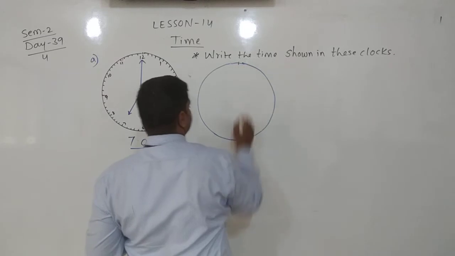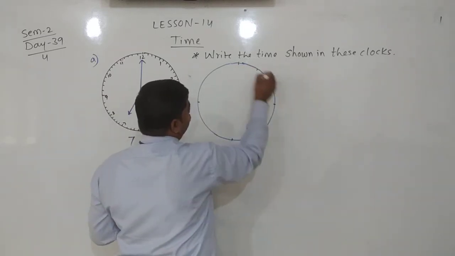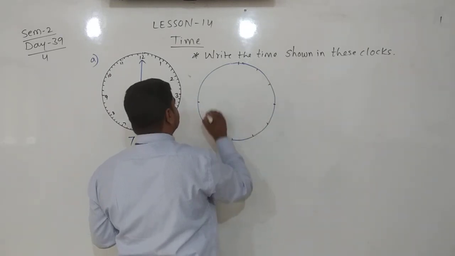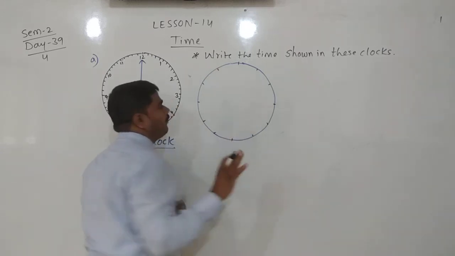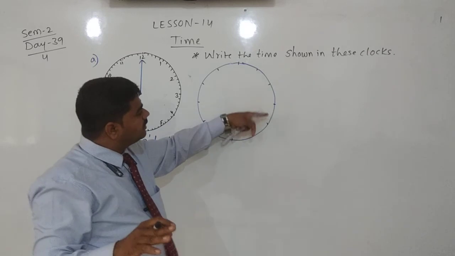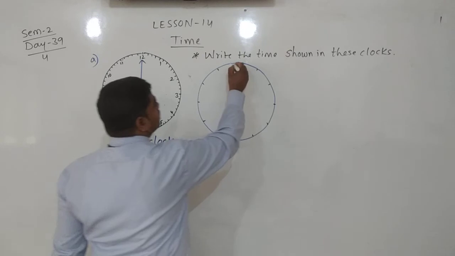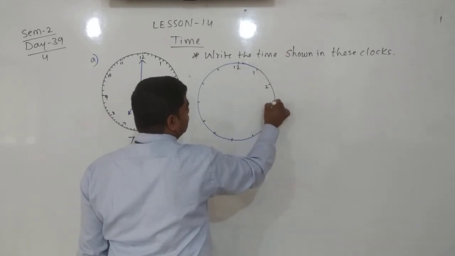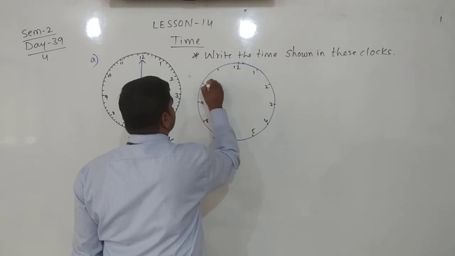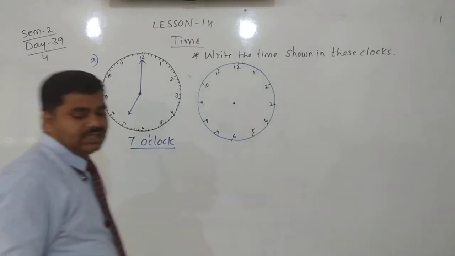Here at 12 it should be exactly half, and this side also exactly half, cut into two equal parts. Here also cut into two equal parts, and here also. First you make 4 parts. In each part again cut into 3 parts: 1 2 3, 1 2 3, 1 2 3, 1 2 3. Then it is 12, 1 2 3 4 5 6 7 8 9 10 11. The center of the clock is where the hands are shown.